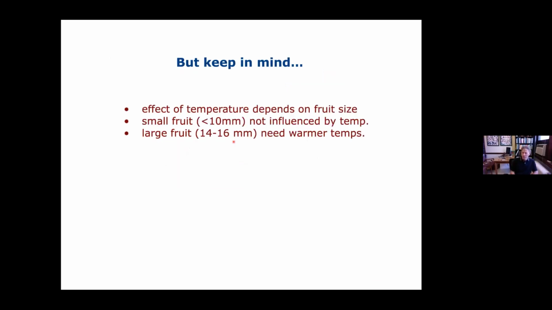But it's not quite as simple. I mean, nothing simple with thinning. But it's not just saying certain temperatures are important. It depends on the fruit size. And so small fruit, so less than 10 millimeters, their response to thinners is not particularly influenced by temperature, or influenced less. Whereas fruit, once they get a bit larger, maybe 12, 14, 16 millimeter, they need warmer temperatures for those thinners to work. And so by warmer temperatures, I mean, 65, 70, maybe 75. But certainly warmer temperatures, the larger fruit get.